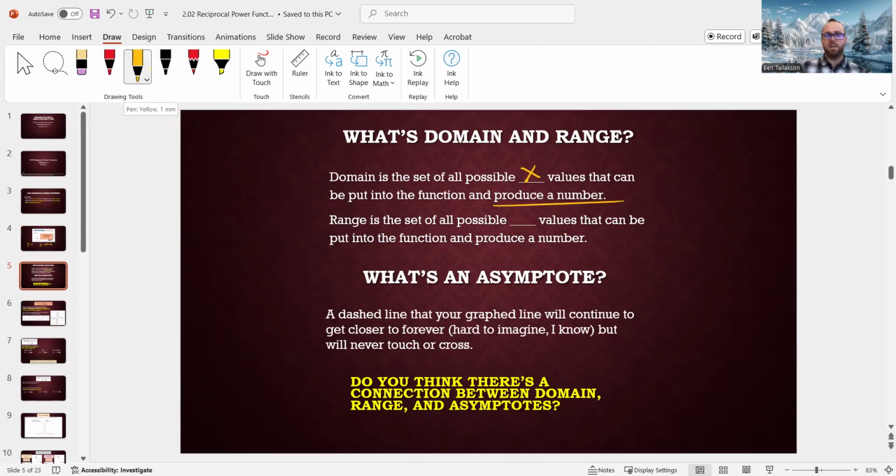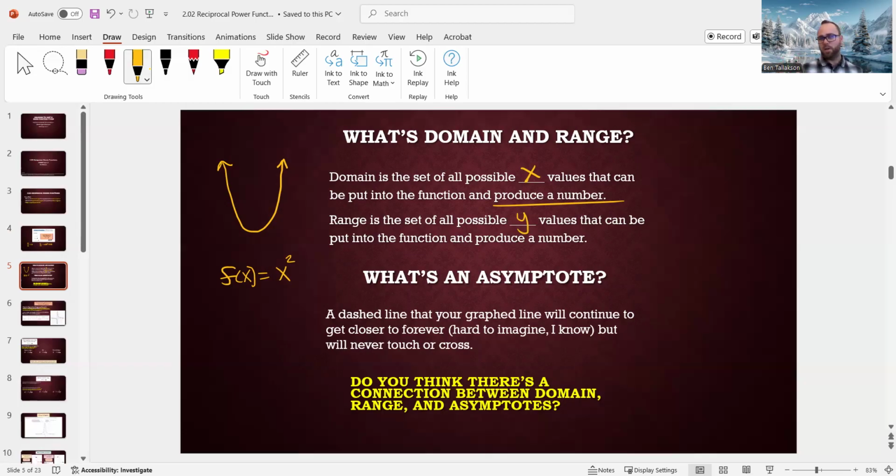And then range is the set of all possible y values that can be put, again, into the function and produce a number, okay? So with range, we'll get into it more in detail in just a moment, but let's just review a little bit. So domain is all possible x values. So if we have a line like this, hopefully you know that's a parabola that comes from a quadratic function where you might have other numbers and coefficients and things, but it will have the highest power of x squared.